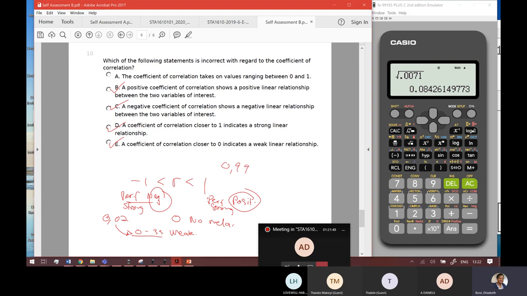A coefficient of correlation takes values ranging between 0 and 1. That is the range for the coefficient of correlation. Incorrect.